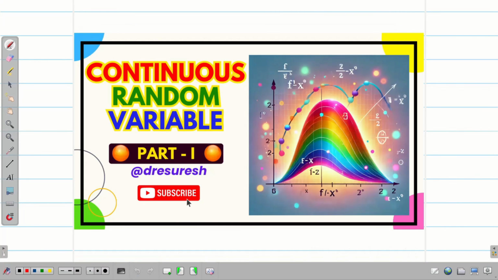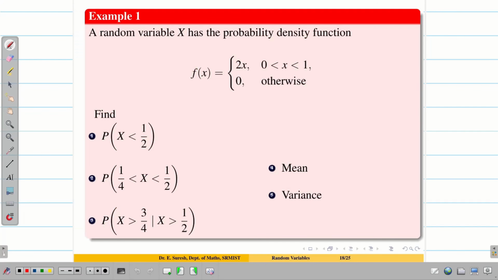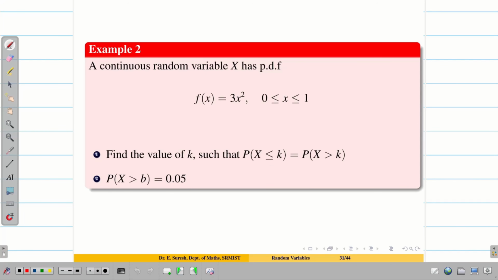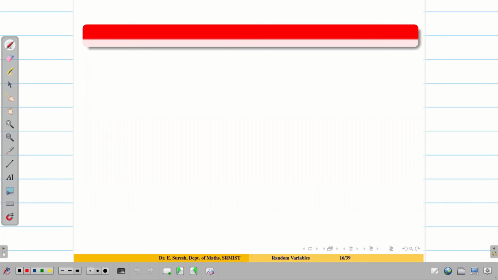In the previous videos, we discussed the definition of continuous random variable and its properties, and then we dealt with a few problems on continuous random variable. In today's session, we are going to deal with problems on cumulative distribution function.